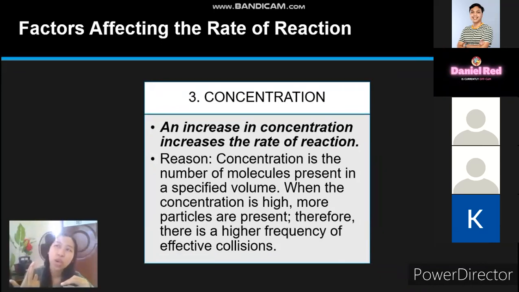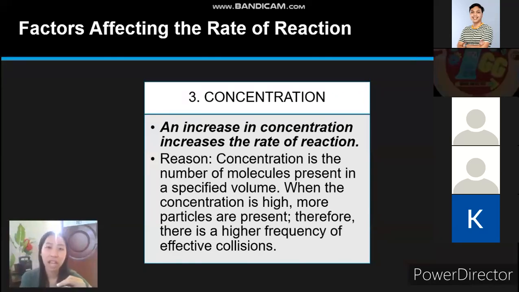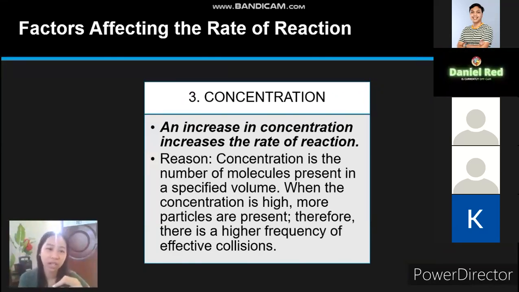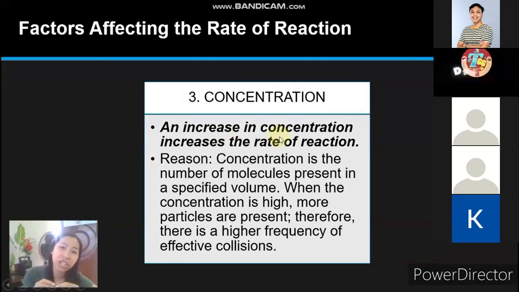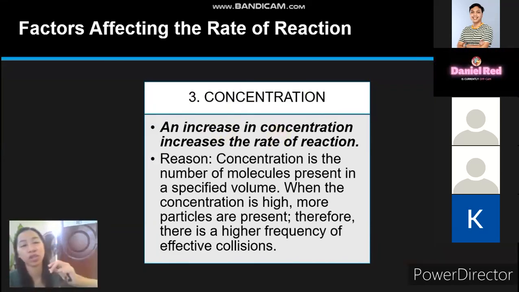However, kung gamay ang solute tapos daghan ang solvent, that means ang tawag ana is diluted nga solution, no? Mao na siya ang kalahian sa duha. So what is the trend or what is the rule? An increase in concentration increases the rate of reaction.